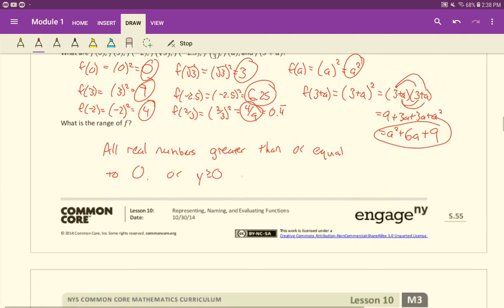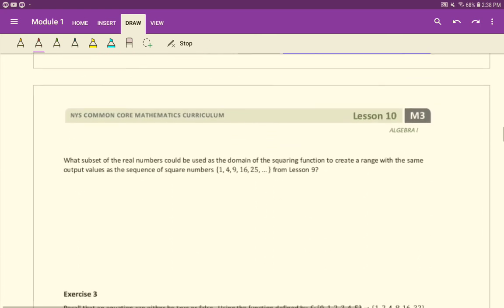Okay. You could also use interval notation. So you can start at 0 and then go to infinity. Like that, where we include the 0 and we exclude infinity. All right, let's move on here.